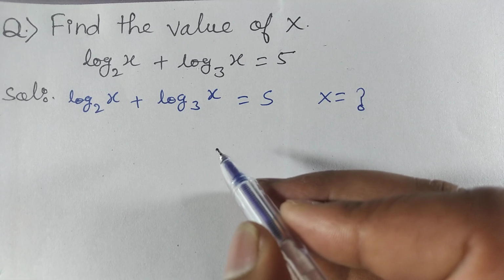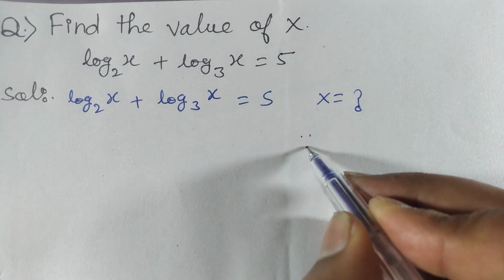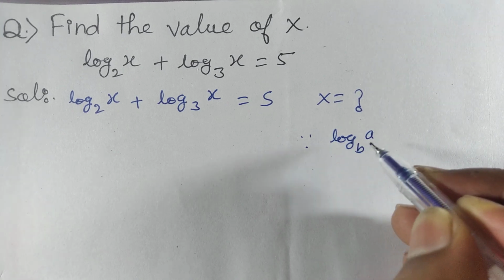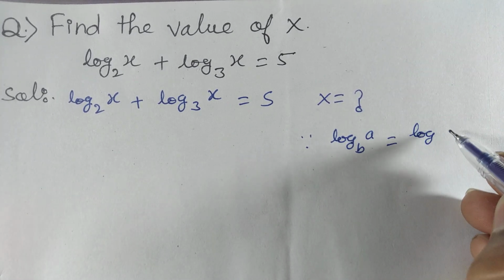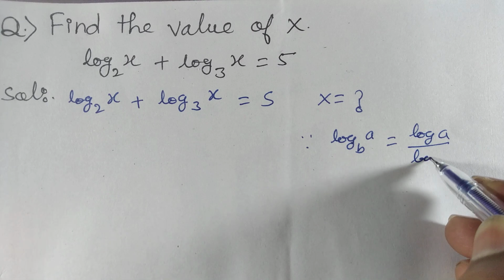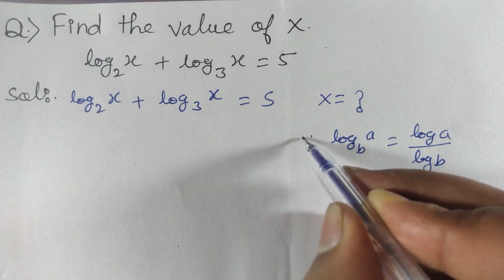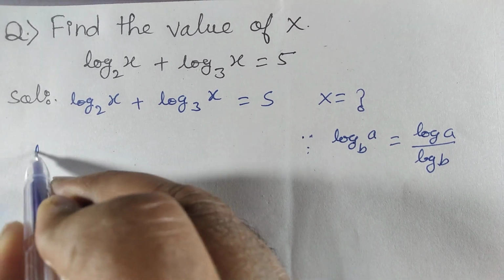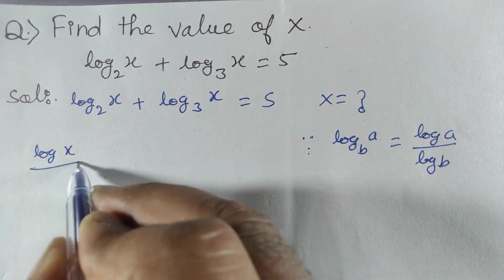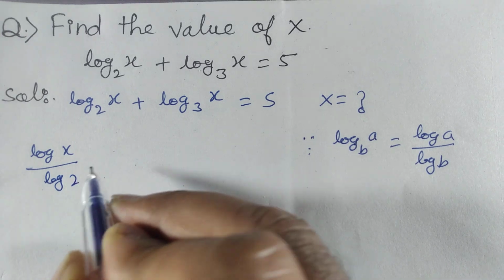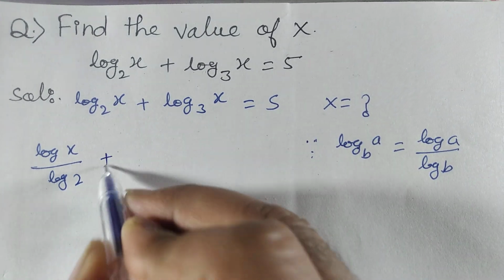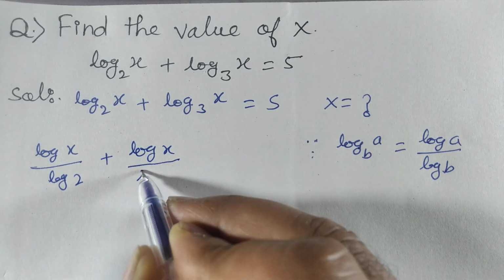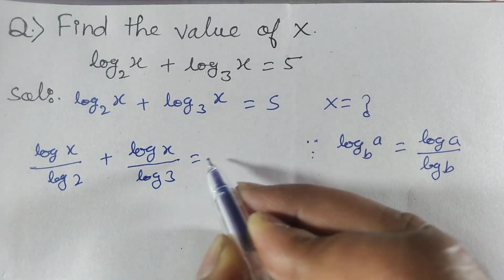Again solving, we recall a rule: log a base b is equal to log a over log b. Properties of logarithm. Applying this law here: log x over log 2, as per this rule. Same here: log x over log 3 is equal to 5.